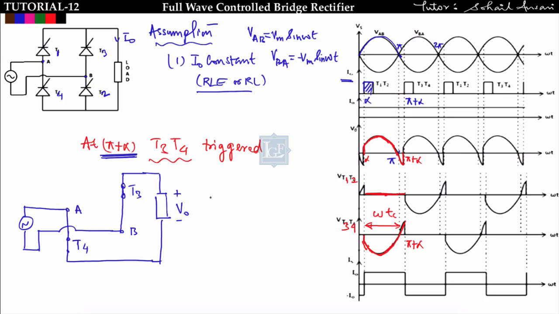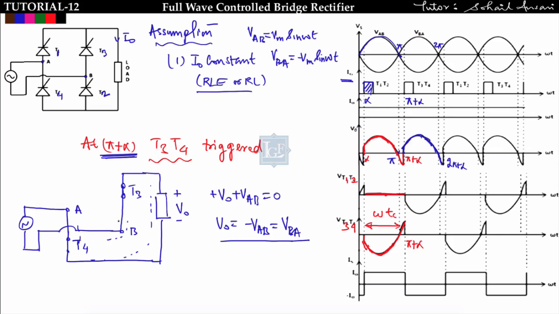So in this case also you can see the output voltage will come out to be, apply KVL here. Let us say I am applying KVL from here. So plus V0 plus VAB is equal to 0. So V0 will come out to be minus VAB, or I can say VBA. So from pi plus alpha to 2 pi plus alpha, the output voltage will be equal to VBA. So VBA will look somewhat like this.